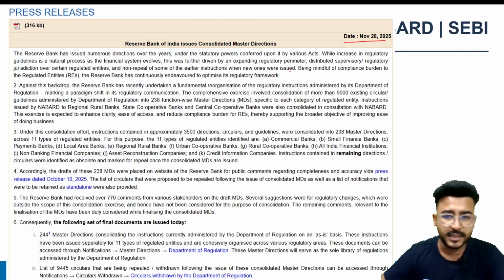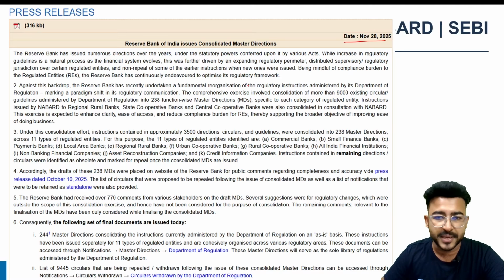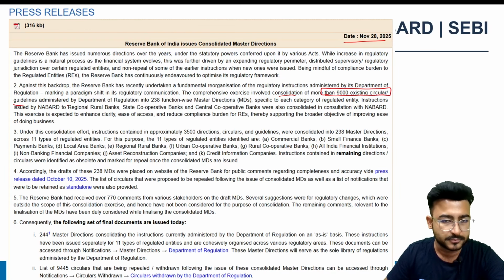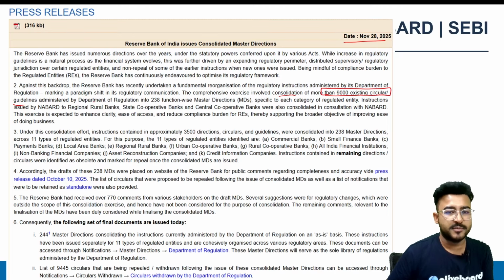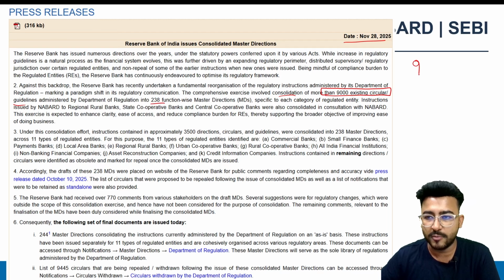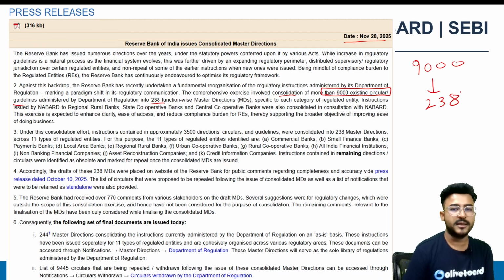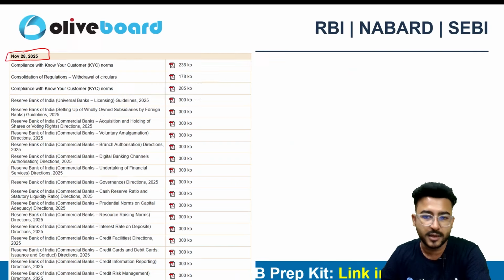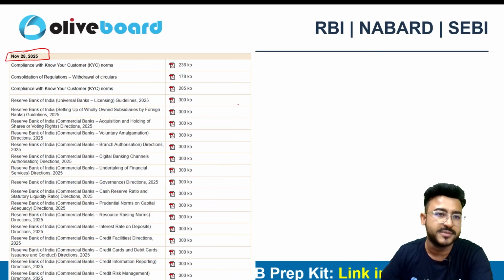Now here we can see the comprehensive exercise that RBI has done involves consolidation of more than 9,000 existing circulars and guidelines administered by the Department of Regulation into 238. So almost 9,000 circulars को यहाँ 238 circulars के अंदर combine कर दिया है, right? And we can see these 238 circulars on the RBI website dated on 28th of November 2025.